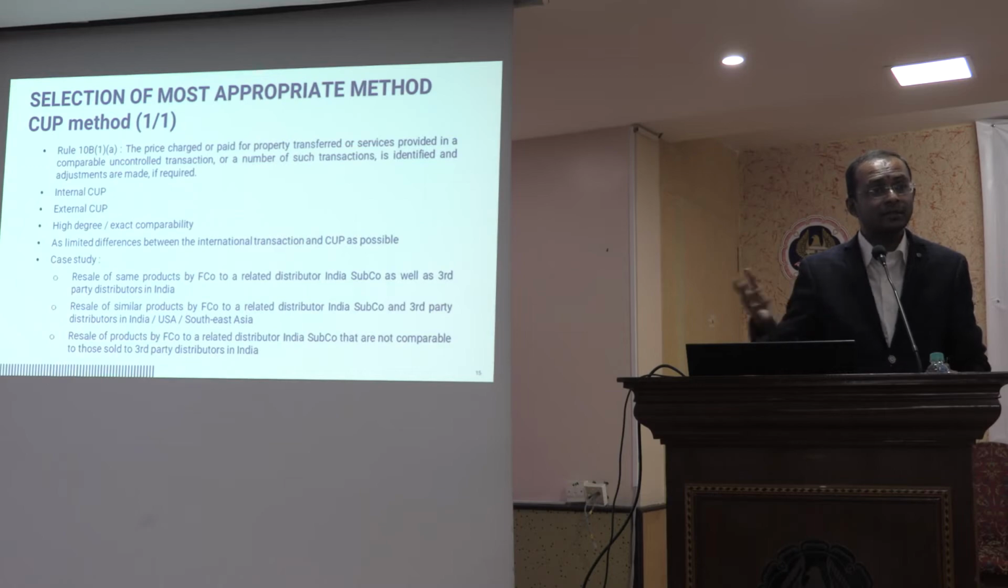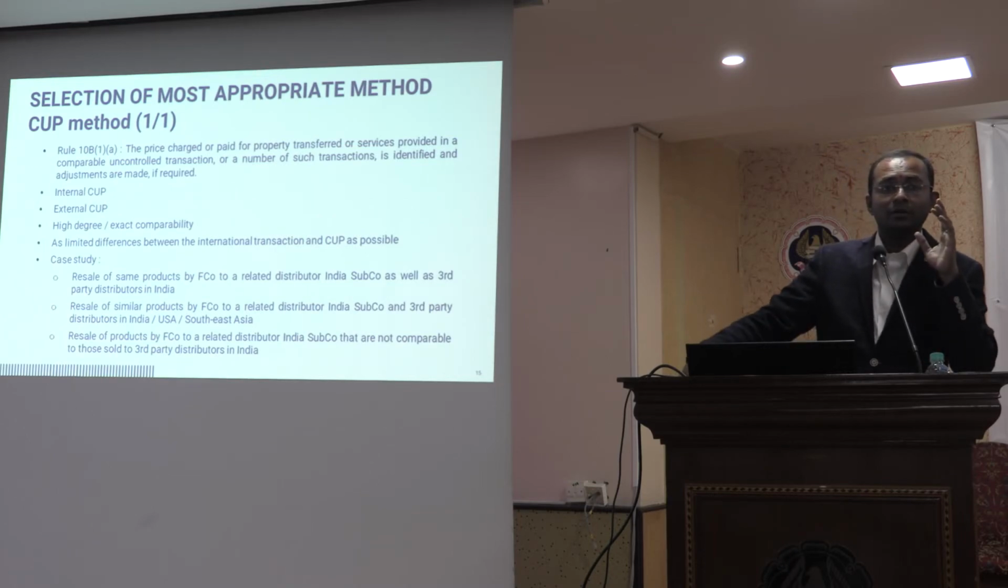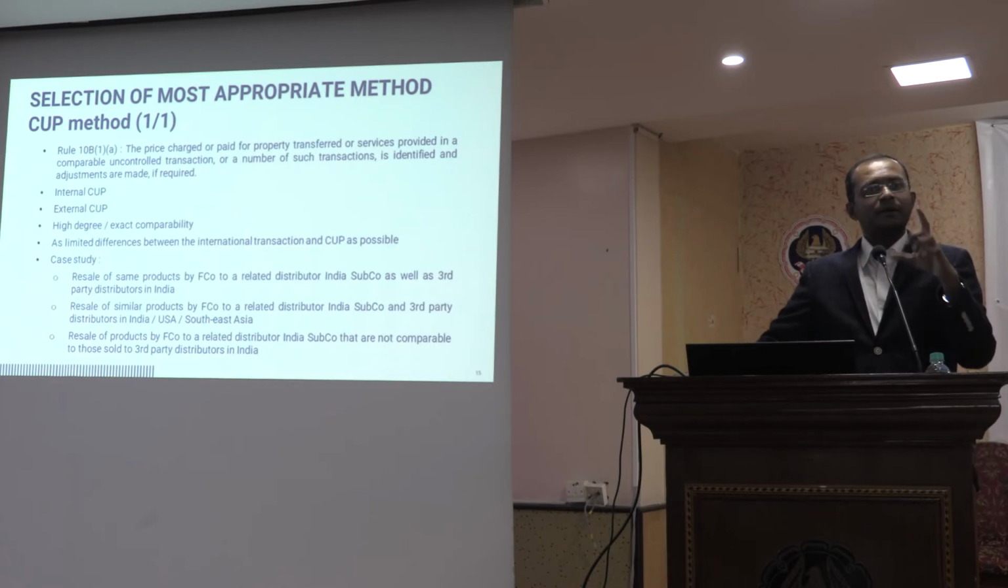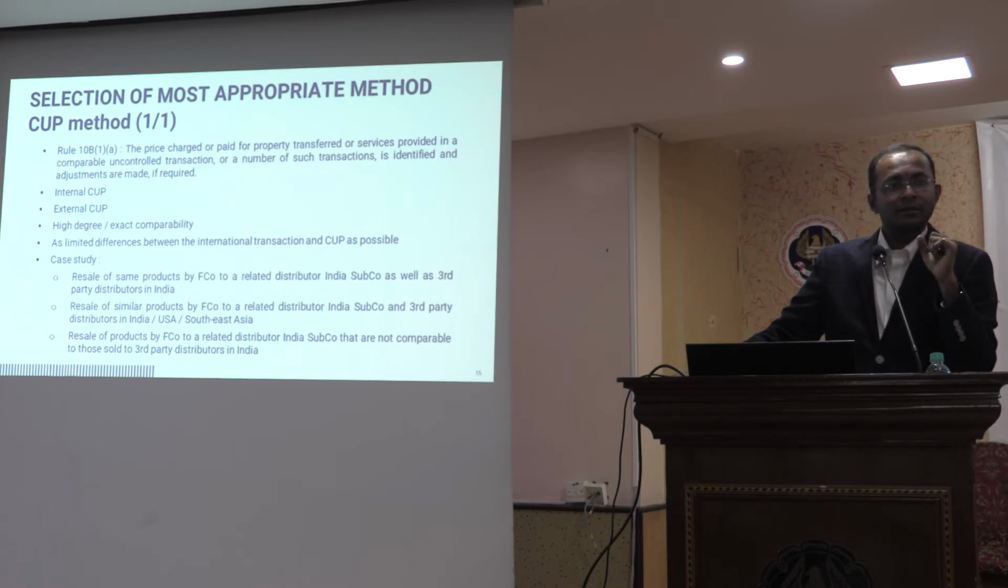Again, the next question comes is, assume I have sold 1 lakh parts, 1 lakh rocker arms to the parent company at $100, but I have sold only 1,000 rocker arms to the unrelated party at $130.